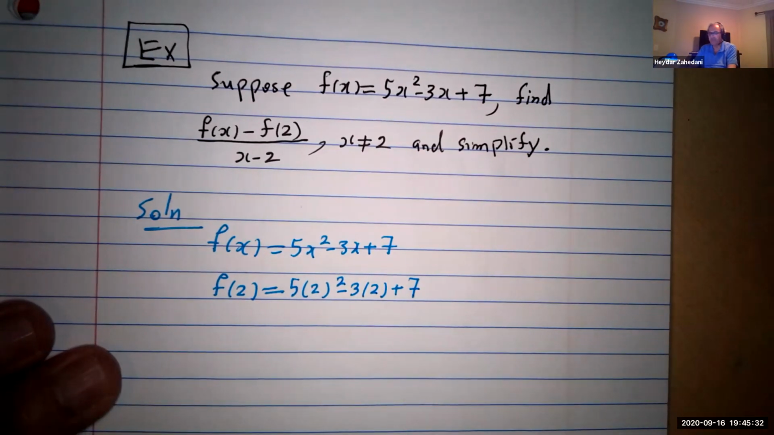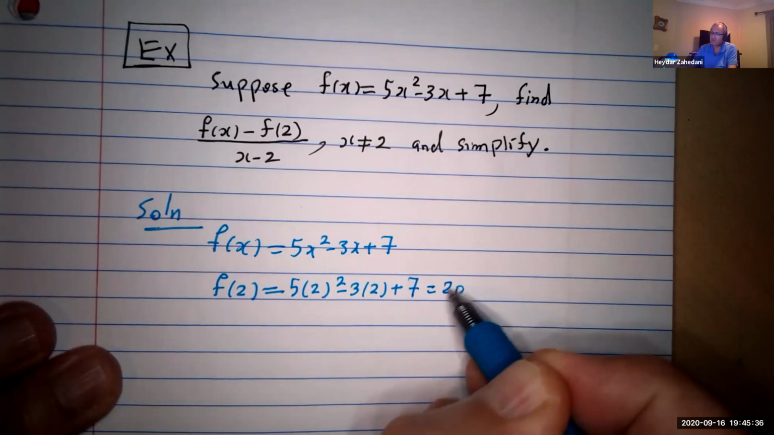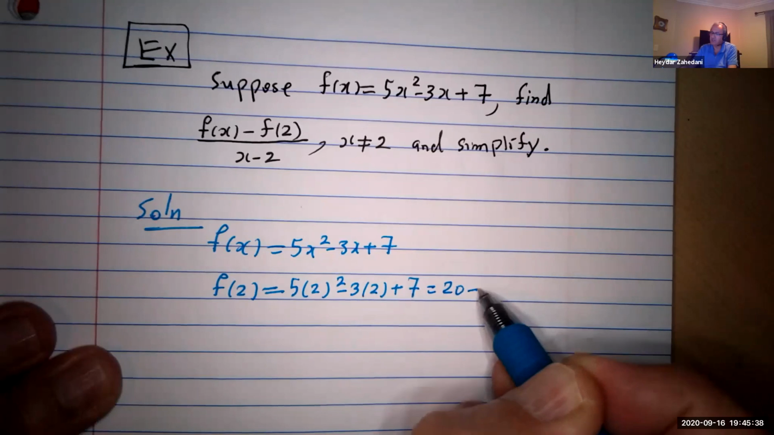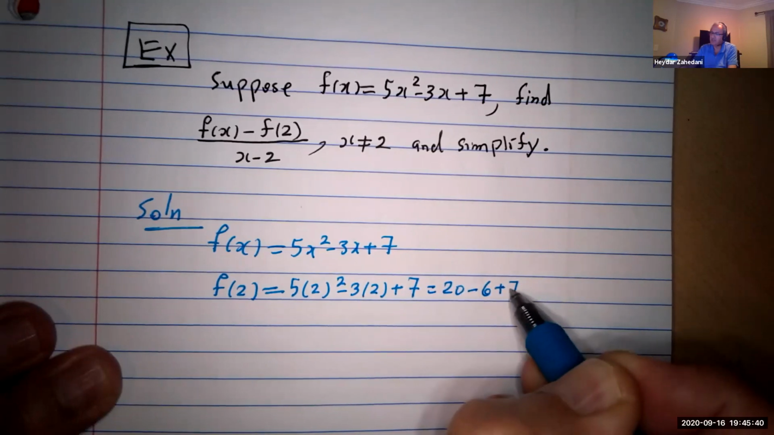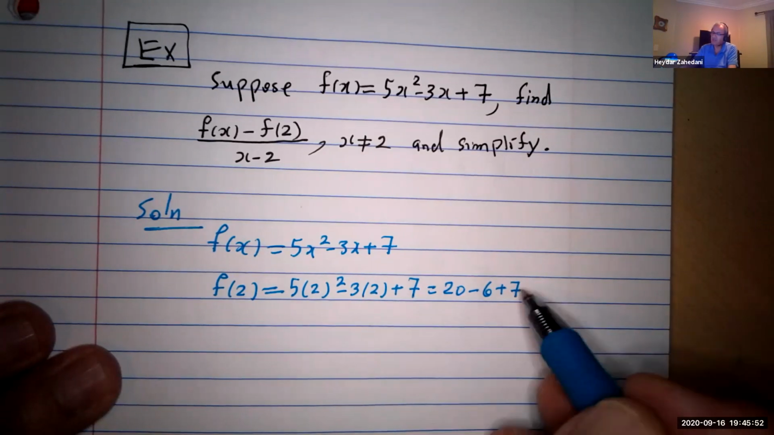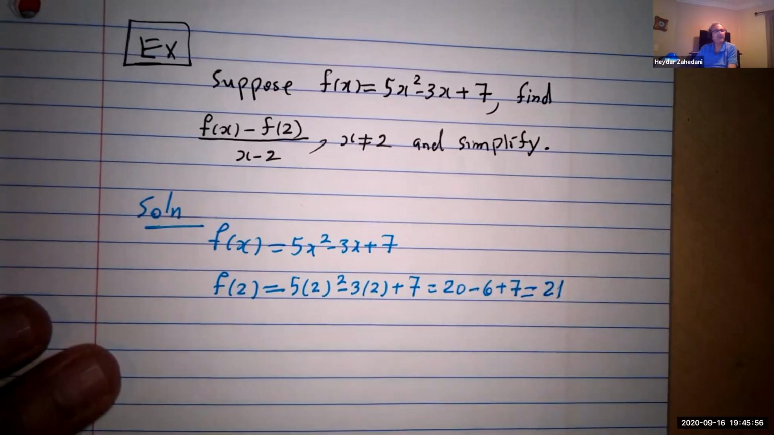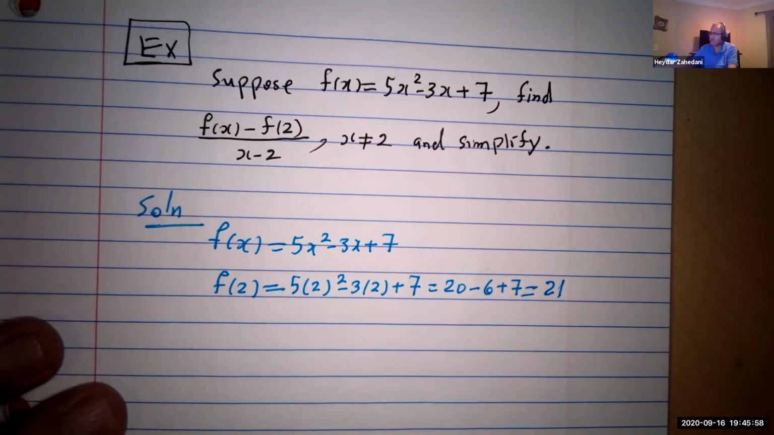Simplify it. 2 squared would be 4. 4 times 5, 20. Negative 3 times 2 would be negative 6, plus 7. So 2 squared is 4, that gives you 20 minus 6 plus 7. We simplify it. What's the result? It's going to be 21. So that was f of x. That's f of 2. Subtract it.